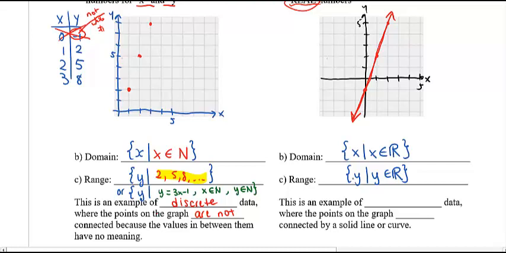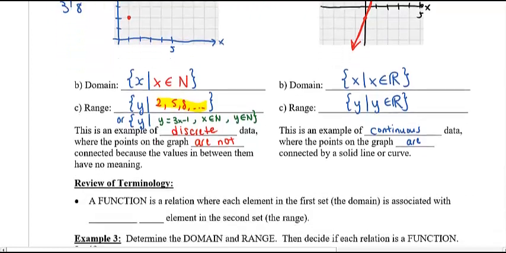Okay? Now, in this case, this is an example of what I call continuous data, where the points on the graph are connected by a solid line or curve, because all the points in between also still have meaning. Okay? So, hopefully you can see the difference. Discrete data, continuous data. All right.